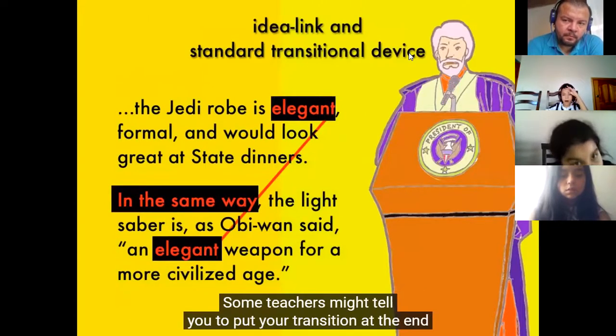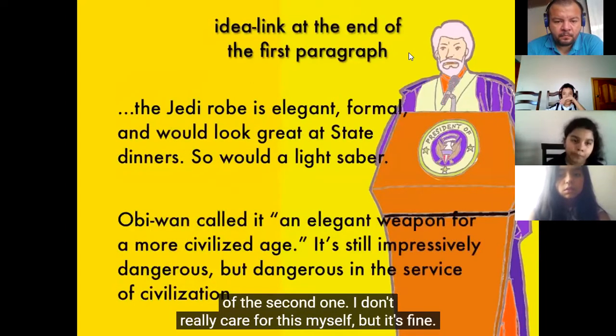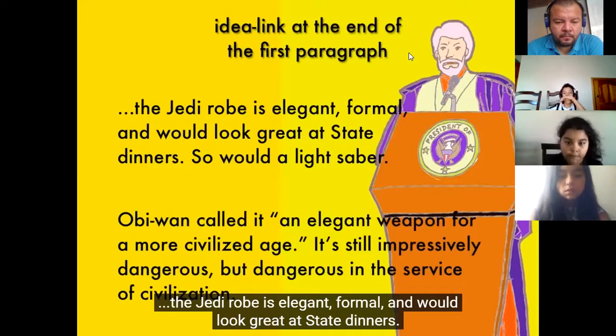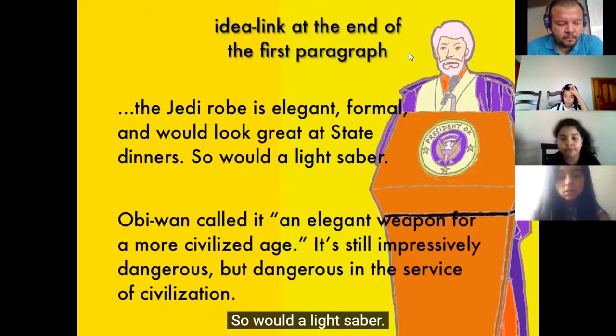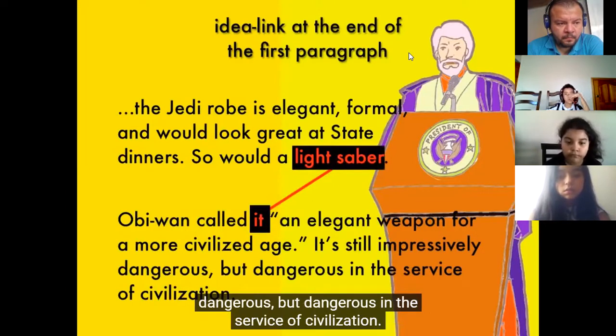Some teachers might tell you to put your transition at the end of the first paragraph instead of the beginning of the second one. I don't really care for this myself, but it's fine. And here's what it looks like. The Jedi robe is elegant, formal, and would look great at state dinners. So would a lightsaber. Obi-Wan called it an elegant weapon for a more civilized age. It's still impressively dangerous, but dangerous in the service of civilization.